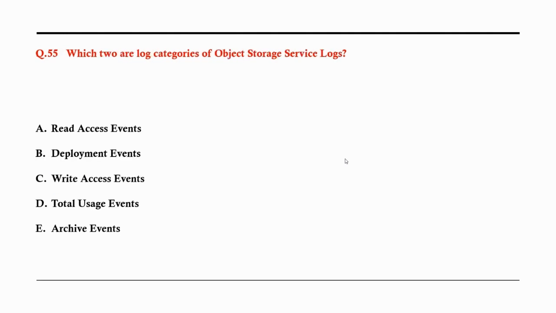Question 55. Which two are log categories of object storage service logs? So answer is A and C. A stands for read access events and C stands for write access events.